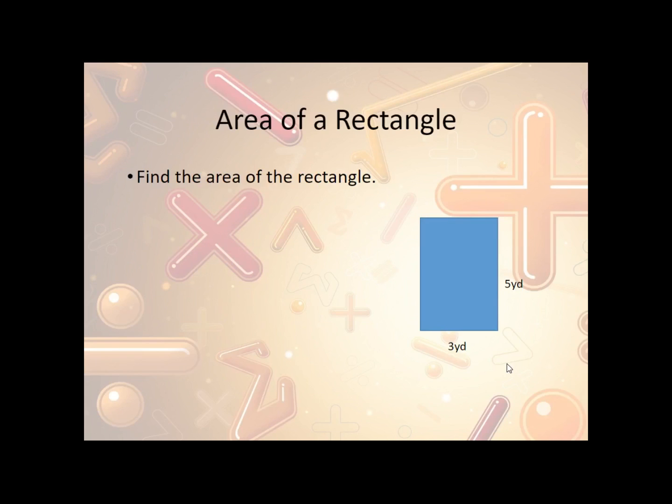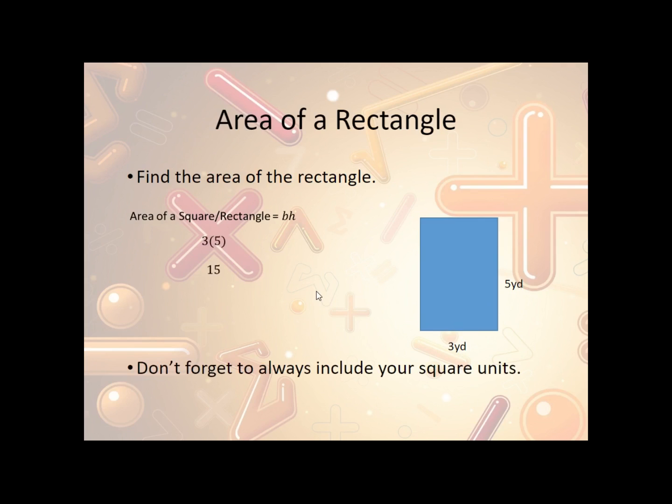Now let's take a look at the area of a rectangle. Now remember, the area of a rectangle is base times height. So the base is down here, the height is here. So we just multiply 3 times 5 and we get 15. Again, don't forget your units. The units in this case is yards, and it's area, so it should be yards squared. So this is 15 yards squared.